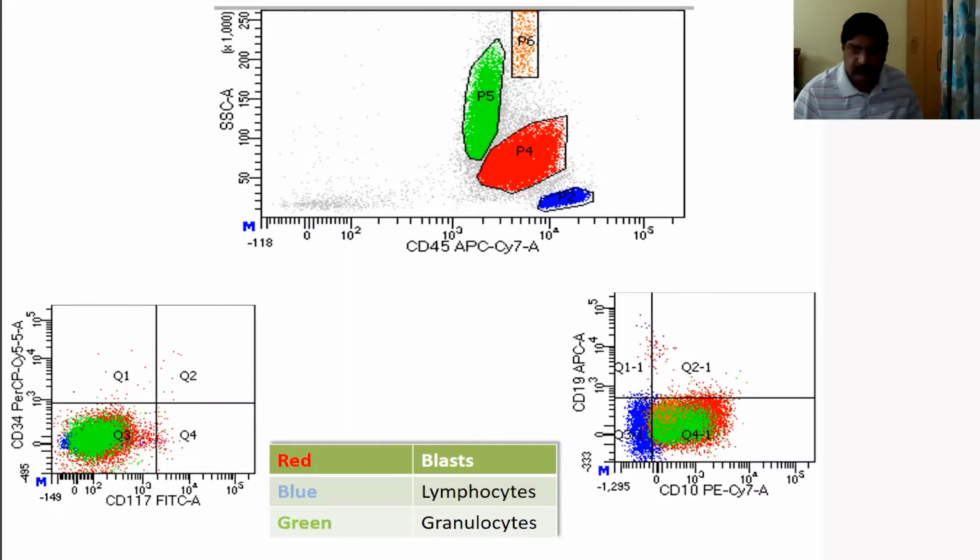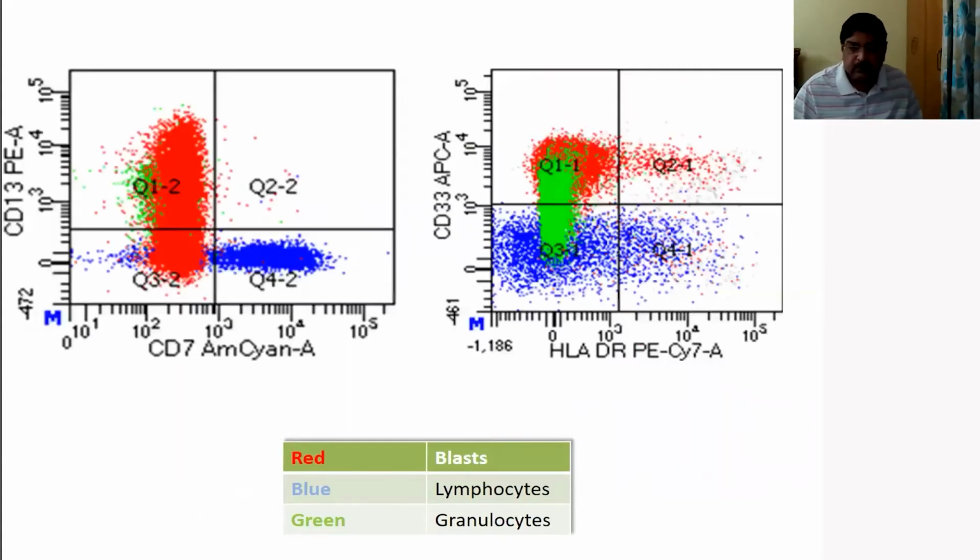Next, here you find that they are CD13 positive, which is a granulocytic marker, and CD33 positive, which is also a granulocytic marker. You can see that many of these green population are also CD33 positive because they are neutrophils. And here also you have many of these green cells seen along with CD13, along with the red. So the cells are positive for CD13 and CD33.